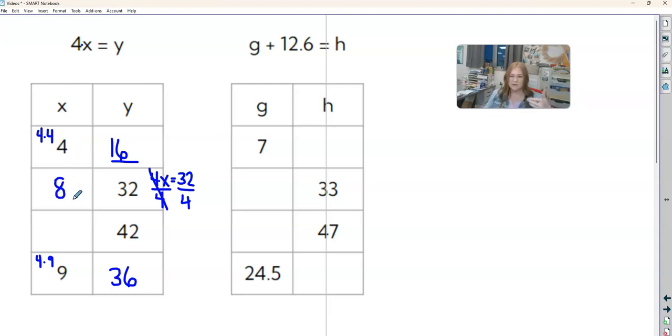So we're not necessarily just following a pattern going down always, but the same thing should be happening every time. We should be timesing by 4. 4 times 8 is 32.